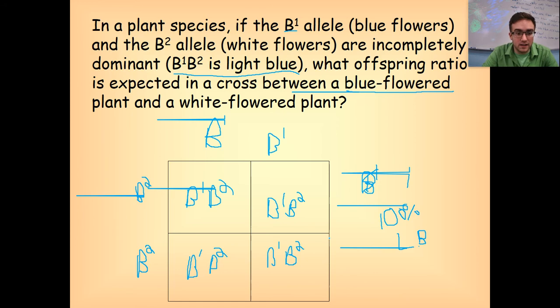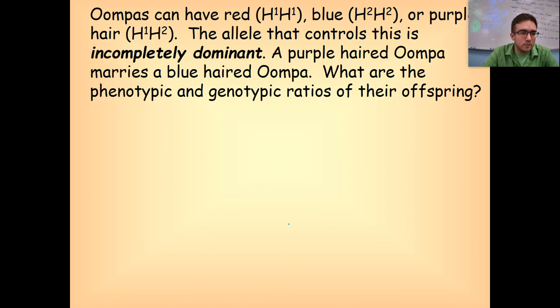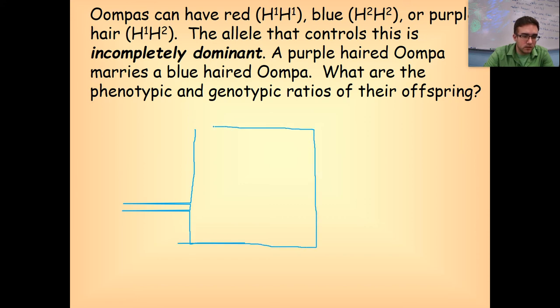So if we were to look at another problem, Oompas have red, blue, or purple hair depending on their combinations, and that's incompletely dominant. So to get purple hair, we need a red trait and a blue trait. So the purple-haired Oompa marries a blue-haired Oompa. What are the phenotypic and genotypic ratios? So you would just set this up the same as before. You would draw your Punnett square, just like that.